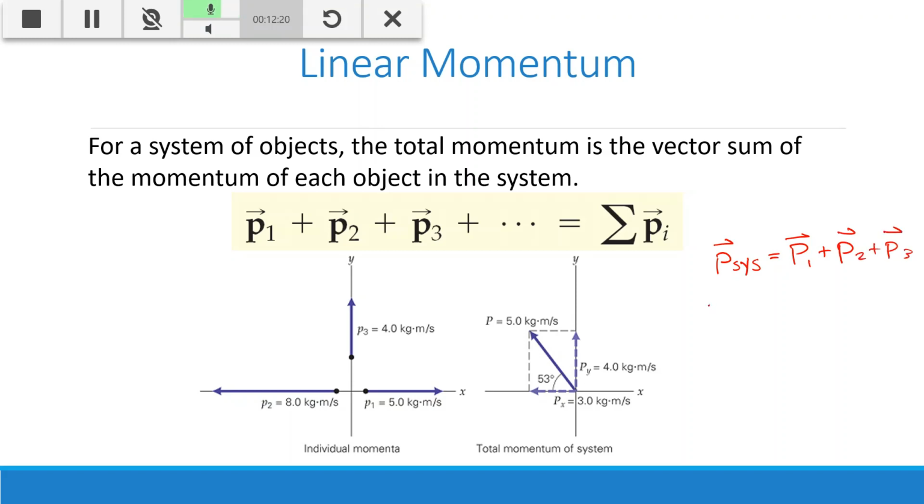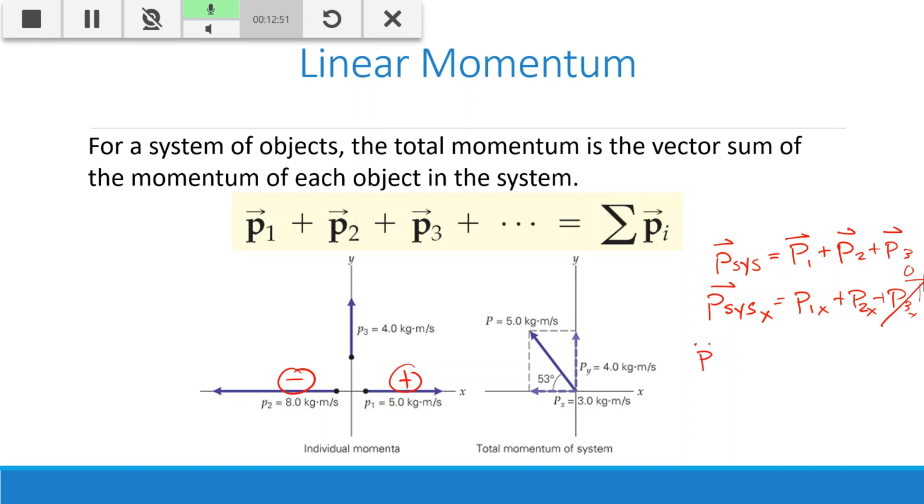But I can break those into components. So I can say the momentum of the system in the x direction is going to be P1x plus P2x plus P3x. P1x is going to be a positive 5 kilogram meters per second. P2x is going to be a negative 8 kilogram meters per second. And P3x is going to be 0, so we can neglect that one.